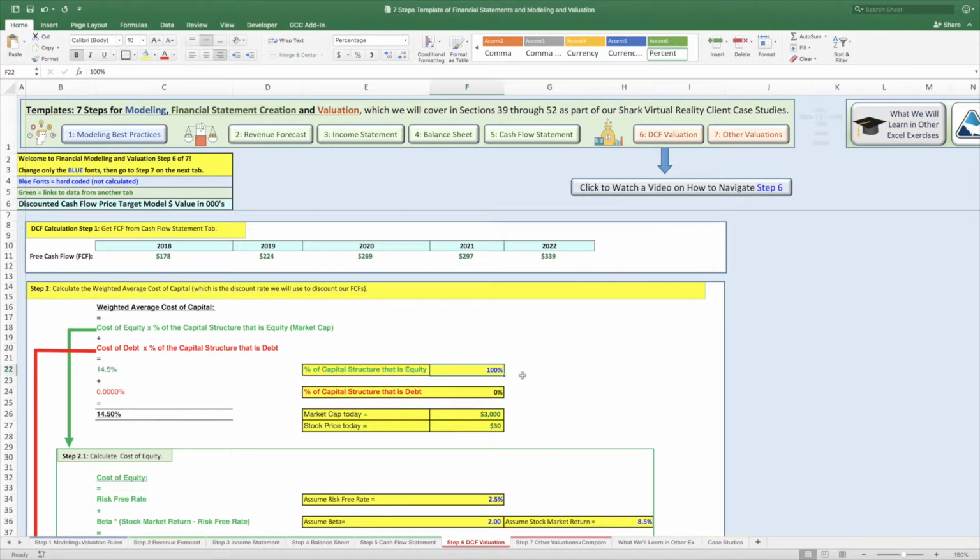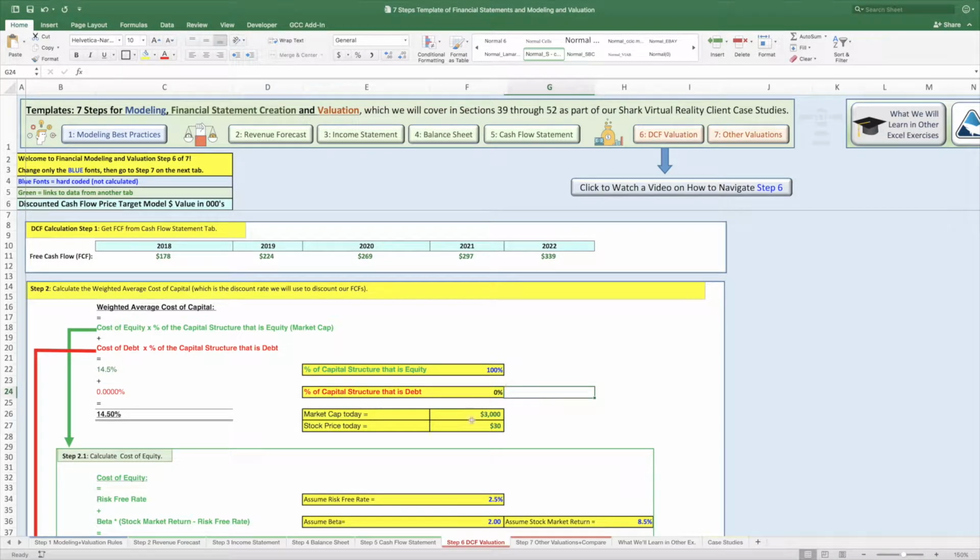If it was less, watch this. And because it's blue, I'm allowed to type on it. 50. What would happen is it'd be 50-50. Okay, you see that? Okay, let's go back to 100 though. Okay, great. So as is, you can see that the cost of capital is 14.5%. That seems kind of high, and I'm going to adjust that in a second.